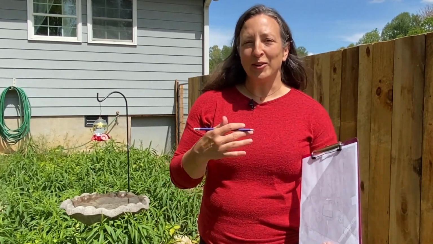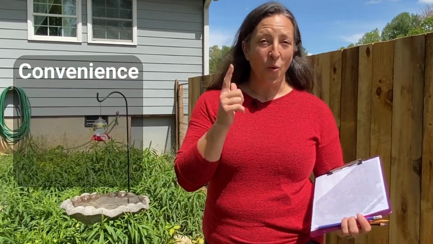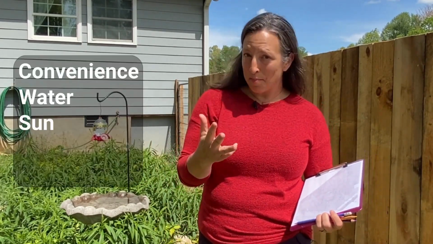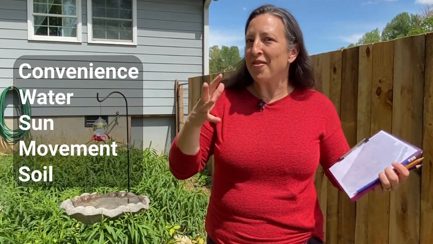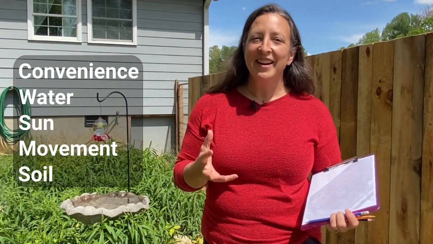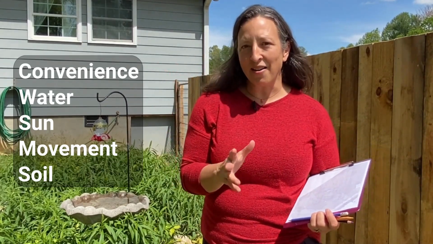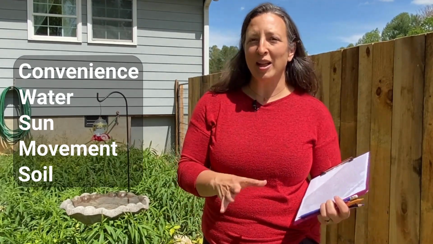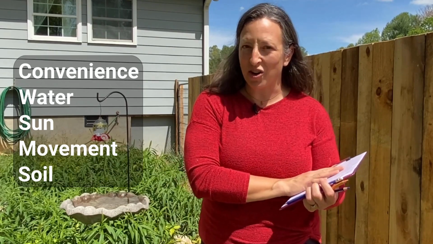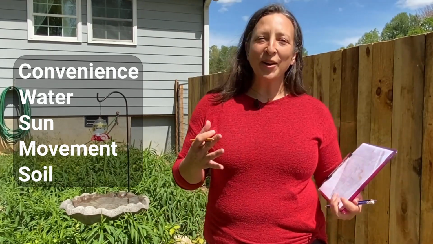So when we're out here looking in our gardens, there's 5 big elements that we want to consider for choosing our garden location. And that is convenience, water, sun, movement, which I'll explain more in a moment, and soil. Now, we won't get into soil in this video. It's kind of a big topic, really important. So definitely go get that free PDF because it has some simple soil tests you can do at home. But we're going to go over these other 4 elements because that's where we start to figure out where to put the garden.